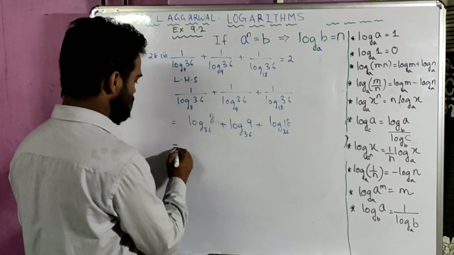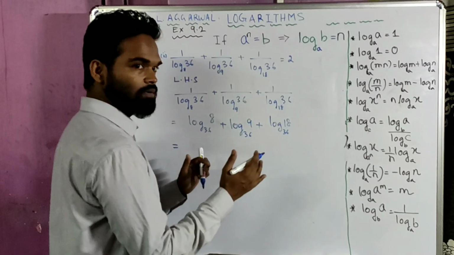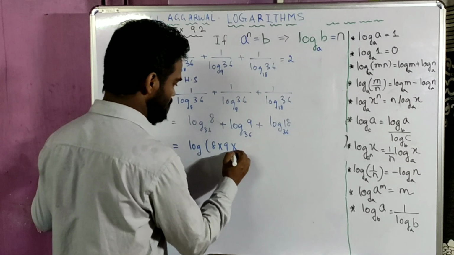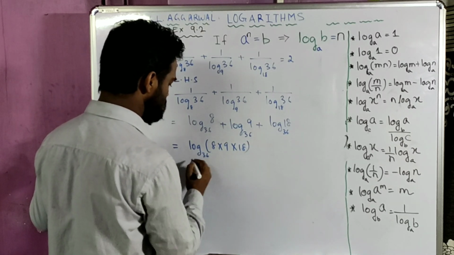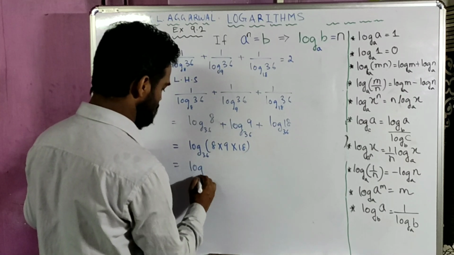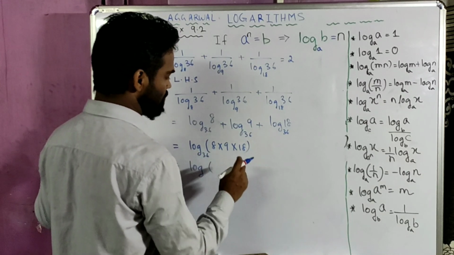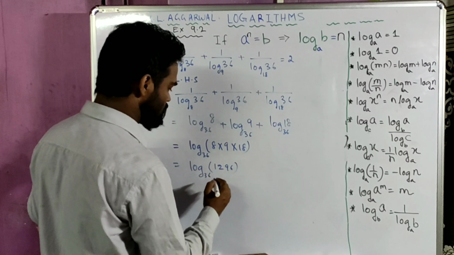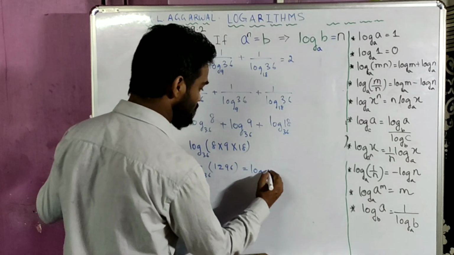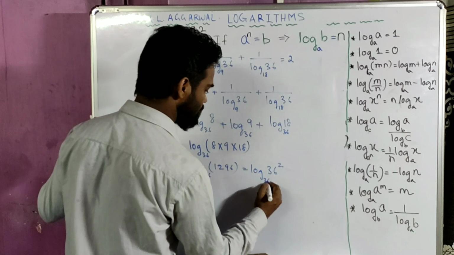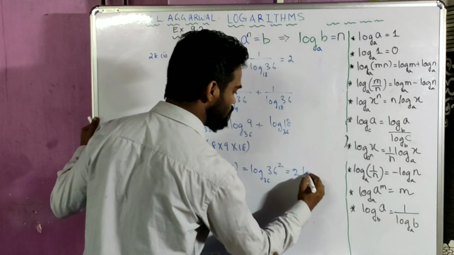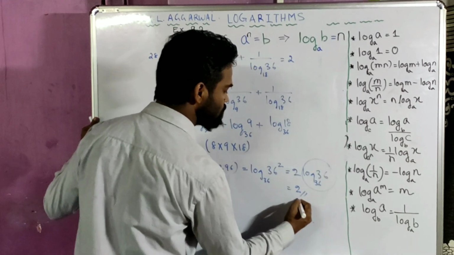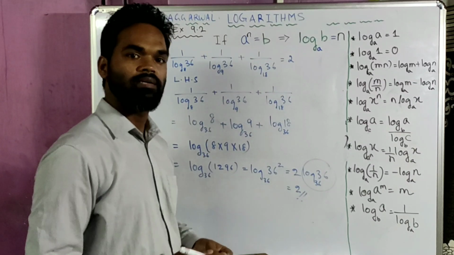Am I clear? Now look carefully. Log a plus log b plus log c, same base. We can simply write log of 8 multiplied by 9 multiplied by 18, base 36. Now if you look carefully, 8 multiplied by 9 multiplied by 18 will give you 1296. Now 1296 is nothing but the square of 36. Done? Now this 2 comes in front, so this is 2 log 36 base 36. Now this is 1, so this becomes 2. Clear? Now we look at the next sum.